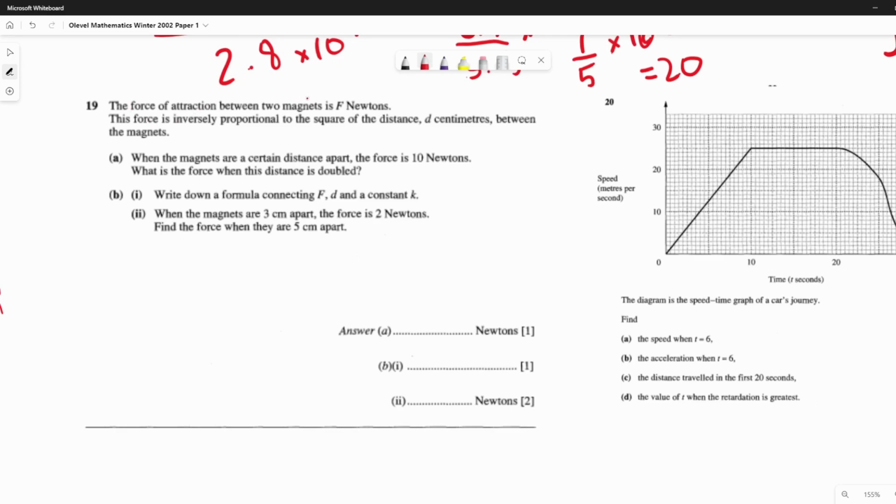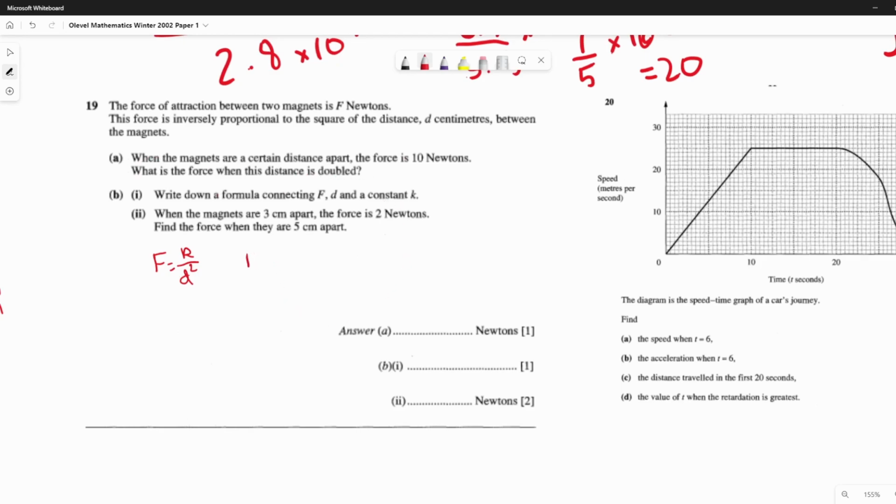The force of attraction between two magnets is F newtons. The force is inversely proportional to the square of the distance D between the magnets. So F is inversely proportional, which means there's a constant K that represents their relationship to the square of D, right? When the magnets are a certain distance apart, the force is 10 newtons. What is the force when the distance is doubled?